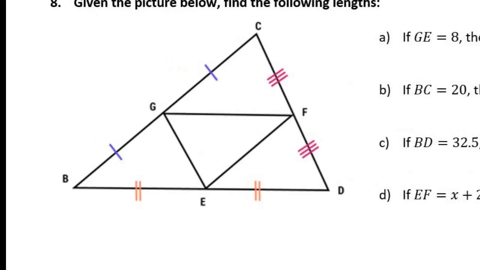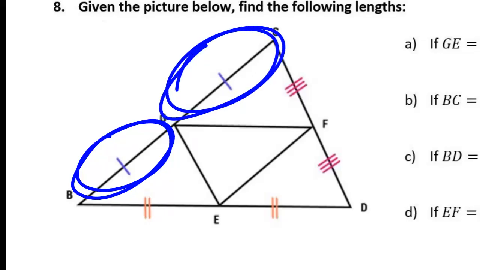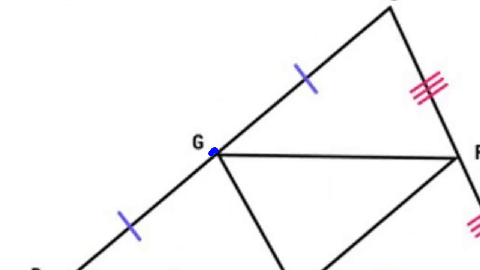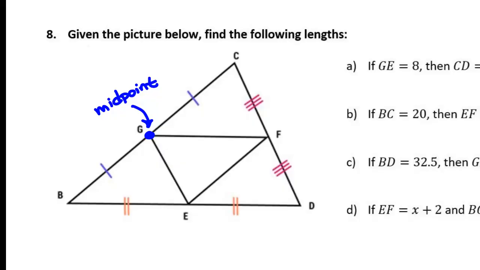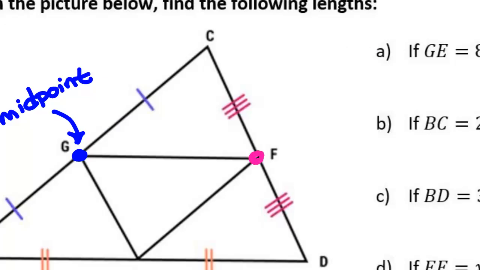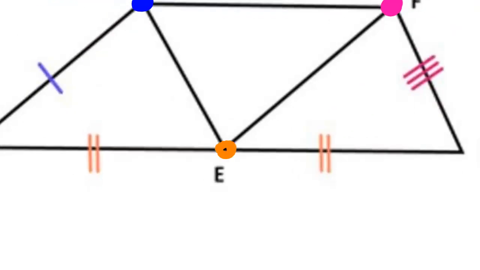So a couple things to look at in the picture. I see that BG and GC are congruent. If those two little segments are congruent, then what do we call point G? Midpoint. What would we call point F? F is also a midpoint, because CF and FD are congruent. What about point E? It's also a midpoint.